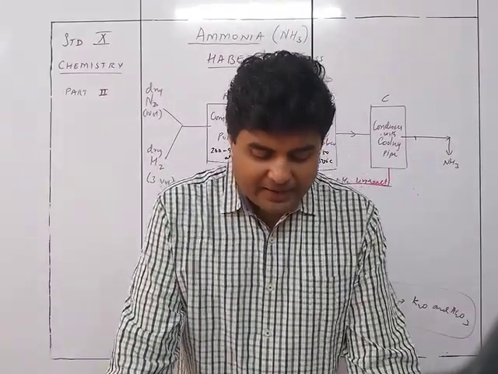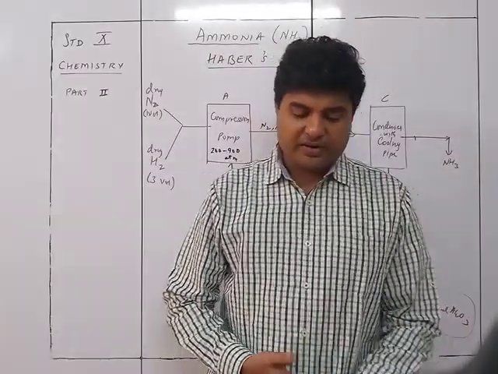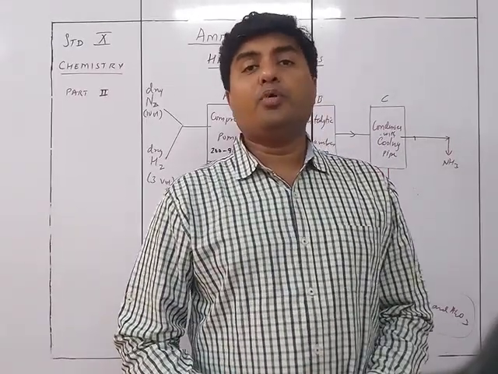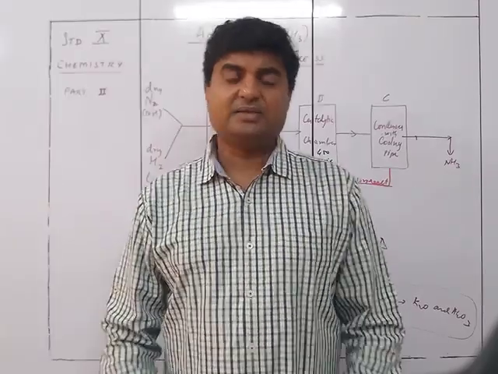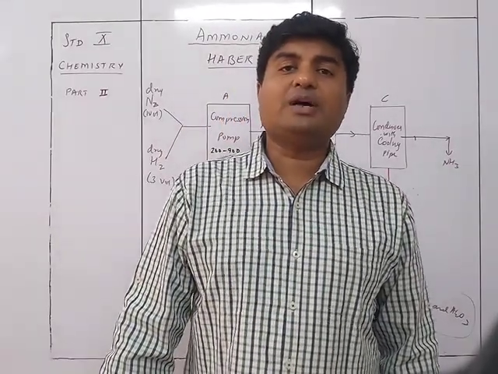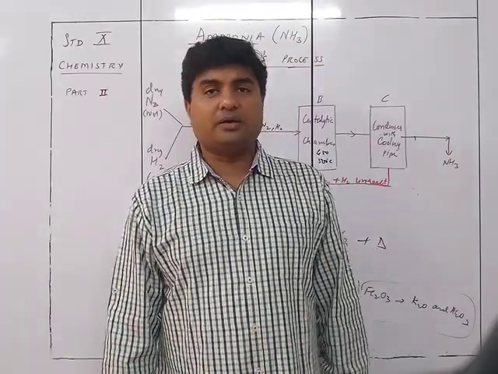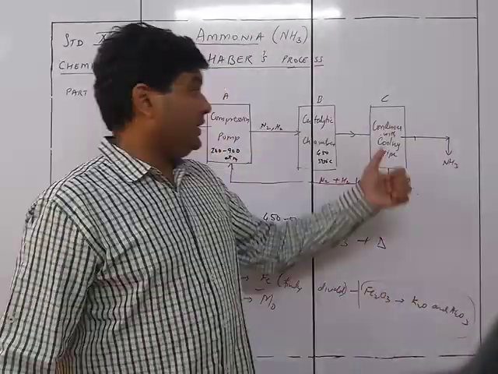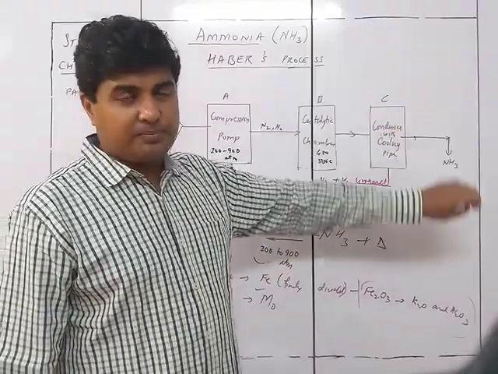Ammonia is separated and recovered from the uncombined hydrogen and nitrogen by techniques based on the physical properties of ammonia. We know that ammonia is highly soluble in water, whereas nitrogen and hydrogen are both almost insoluble in water. So this particular method is one of the things by which we are separating the nitrogen, hydrogen and ammonia coming out from this particular chamber.